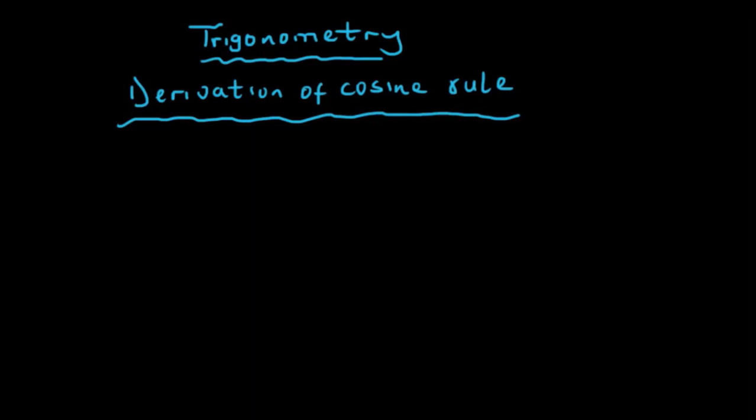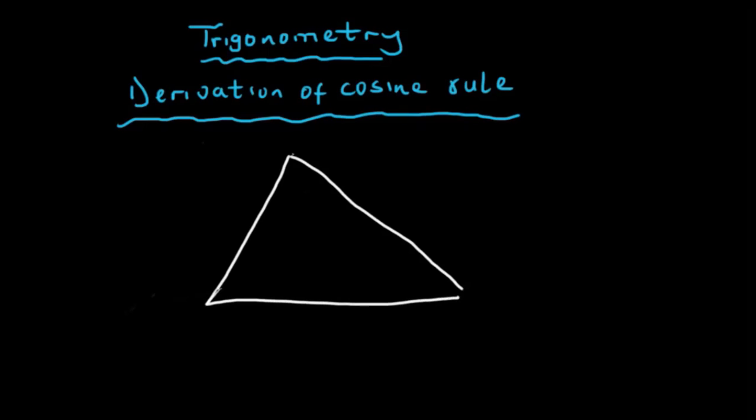In this video, we are going to be looking at derivation of cosine rule. Now, cosine rule is one of the ways we use to find the sides of a triangle. Now, let's say we've got this triangle. The only thing you need to note is that it's not a right angle triangle. And let's label this triangle ABC.